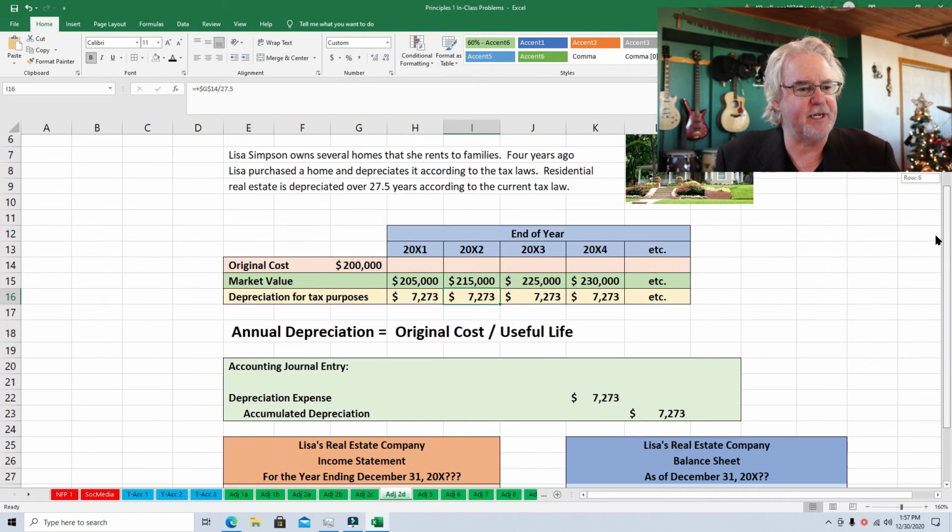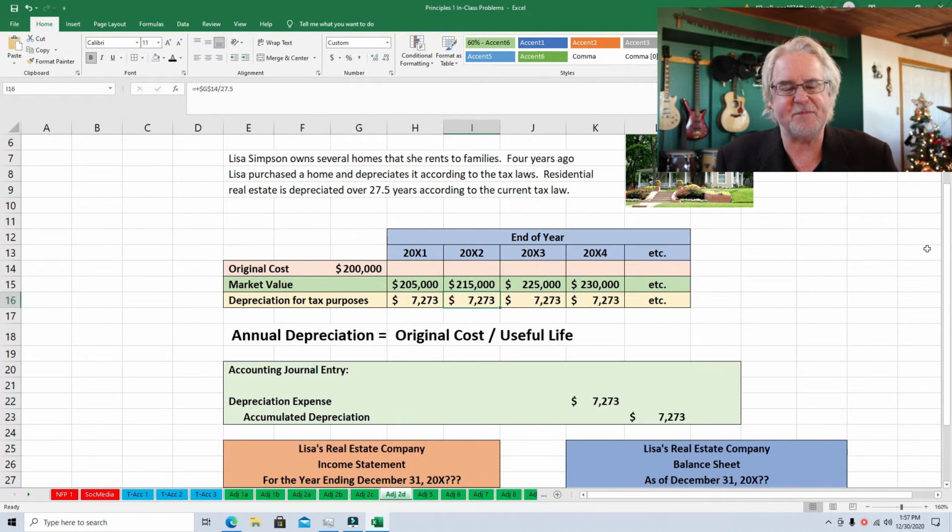Coming down here, now the journal entry is the same thing as before. So for Lisa's business here, her rental business, she would debit depreciation expense like we always do, for the amount $7,273, and she would credit accumulated depreciation for the same amount. So from here on out, it's the exact same thing.